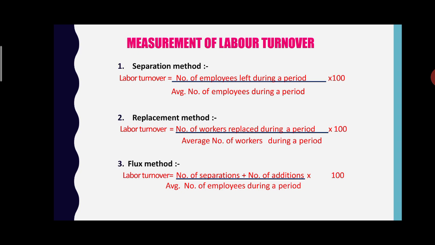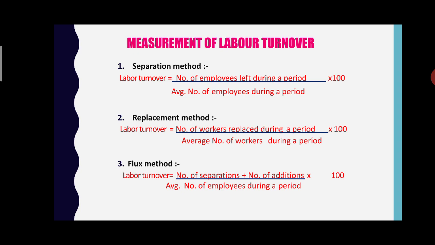Next we have measurement of labor turnover. So how do we measure this labor turnover? Labor turnover is the ratio of the number of workers leaving the factory during a given period to the average number of workers in employment during the same period. Measurement of turnover is an important problem for determining the number of people to be recruited at a particular point of time. Its knowledge assists the management in a number of ways. Labor turnover is measured by the following three methods: separation method, replacement method, and flux method.